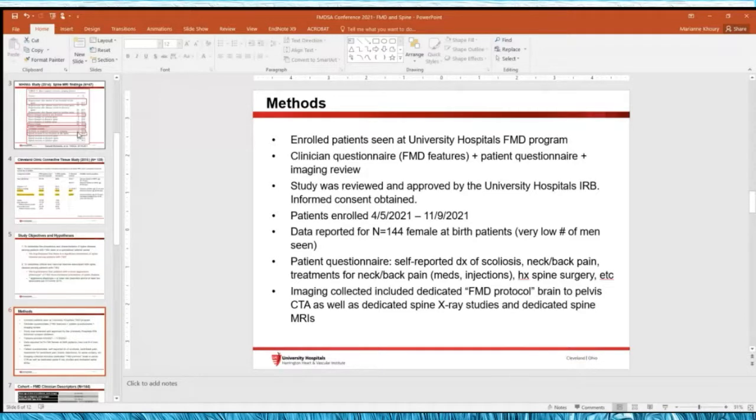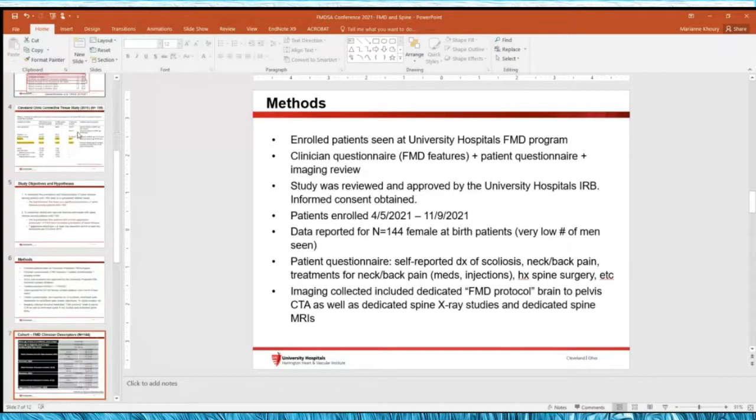And thirdly, we had an imaging review component, which was collecting imaging data from any patient who had an FMD protocol, which we defined as brain to pelvis CTA, as well as reviewing any dedicated spine imaging, which included X-rays and spinal MRIs.